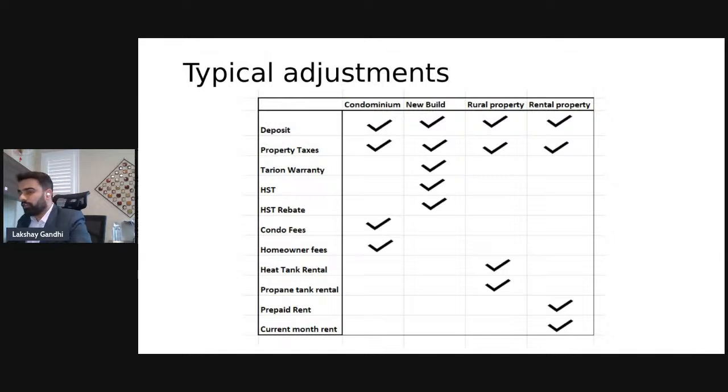If you're buying something in a rural area, where there's a separate connection for a propane tank and a heat tank, you will see adjustments on those rentals as well on your statement of adjustments. If it's a rental property that you are trying to buy, or something that is already rented that you're trying to work out a deal on, besides the deposit and property taxes, you will also need to take care of prepaid rent, and the current month's rent would also need to be adjusted by the lawyer. So something to think about.